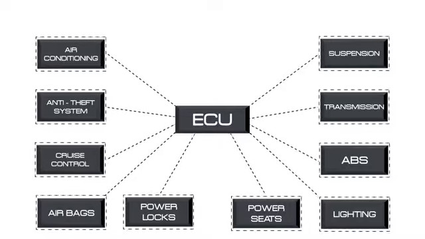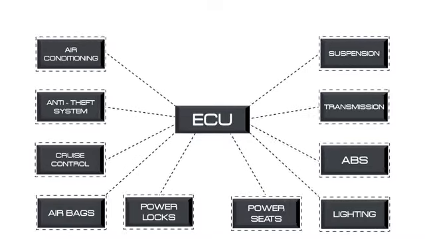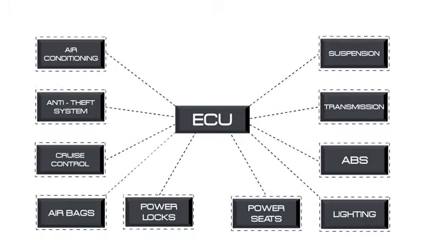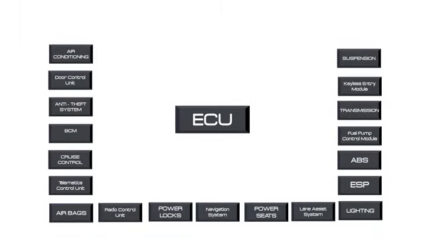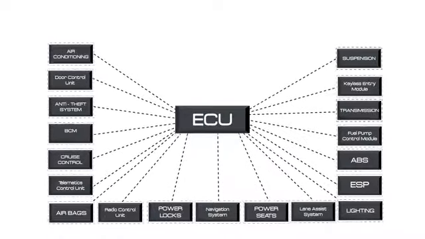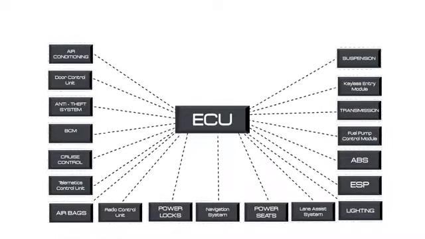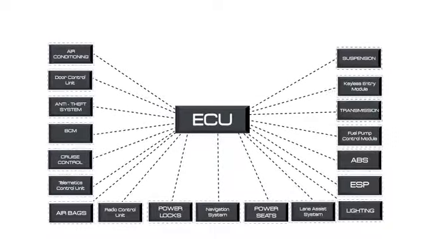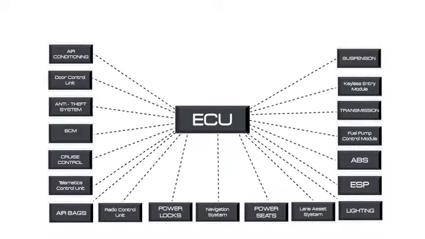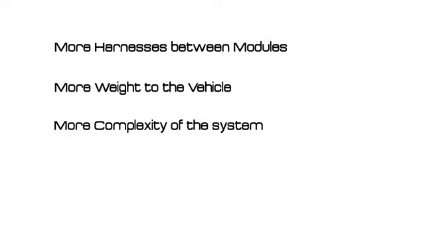However, as environmental regulations got stricter, vehicles were required to have more and more sensors and modules to control emissions from the exhaust pipe. They need to share information in real time to effectively control emissions. This meant more wire harnesses were required between modules, and therefore much more weight in the car, more complexity of the system, and eventually higher cost.